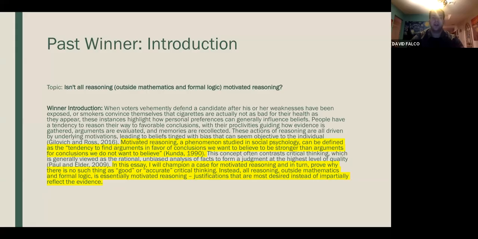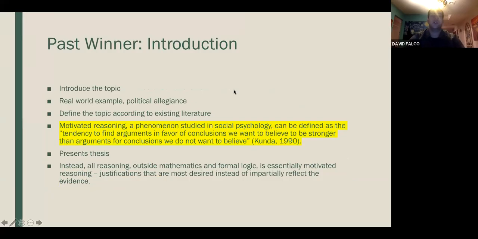All right, so we're going to break down different parts of this introduction. First off, they did a really good job of introducing the topic.